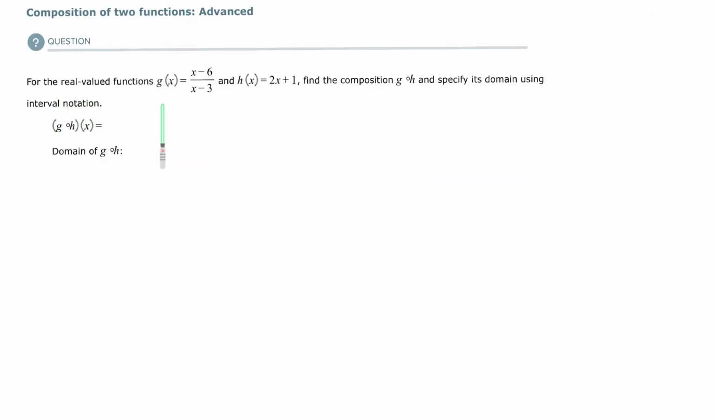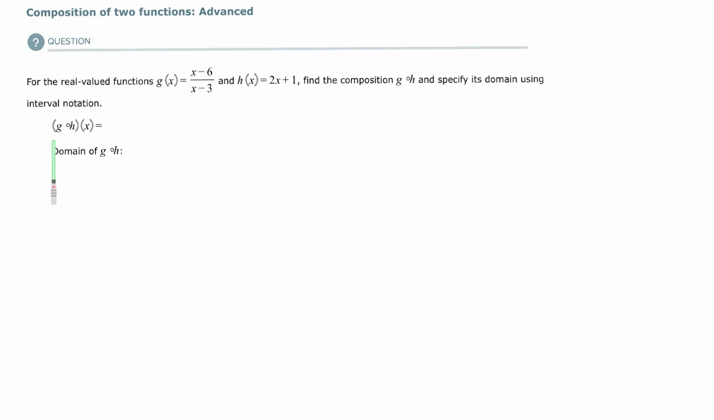For the real valued functions, g of x equals x minus 6 over x minus 3, and h of x equals 2x plus 1, find the composition g composed with h and specify its domain using interval notation. Our goal is to find this function and make it into a formula. Remember that h goes first.